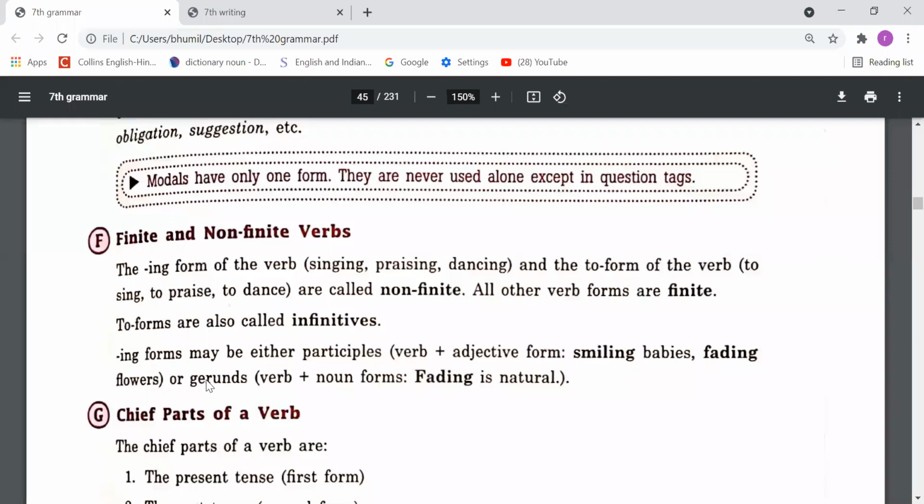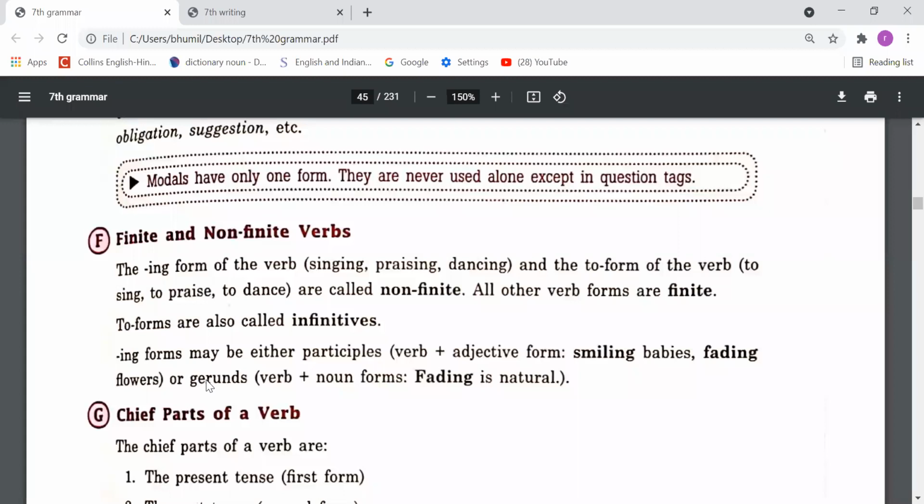Okay, suppose I say "my mother likes cooking." We know that cook is a verb and this is its ing form, but here we have used the word cooking as a noun. So whenever we use the ing form as a noun, that is called gerund.